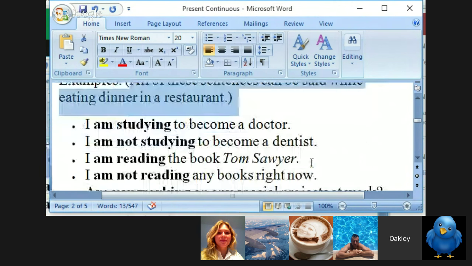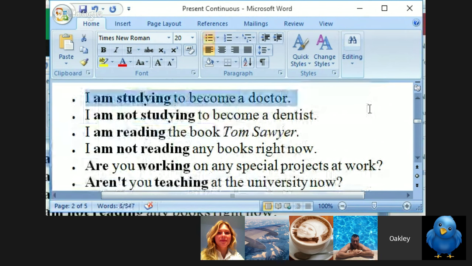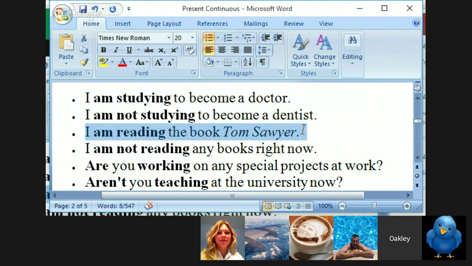All right. I am studying to become a doctor. Obviously, you're not doing it at a table in a restaurant. All right. I'm not studying to become a dentist. A very common use of present continuous is to talk about a good book that you're reading. I'm currently reading the book Tom Sawyer, for example, to say you're somehow in the middle of it.